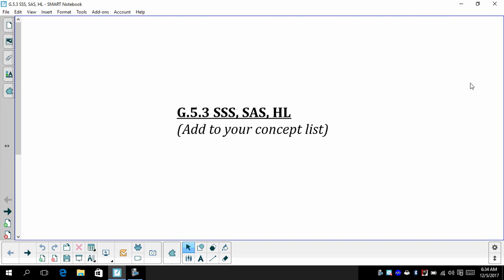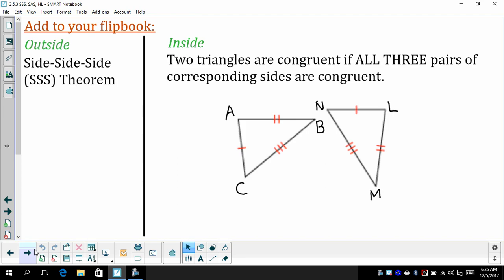Hey all, today we're going to continue our discussion about congruent triangles, and we're going to talk about some really important theorems. We're going to talk about 3 of them today, and 2 of them in the next lesson. These are all ways to show that triangles are congruent without knowing all of the sides that are congruent and all of the angles. So we've got a few things to add to your flipbook, so pause here, add this stuff to your flipbook, and then listen to what I have to say.